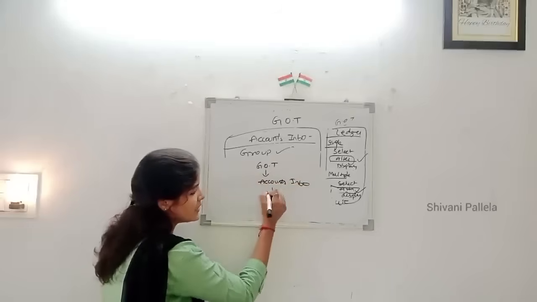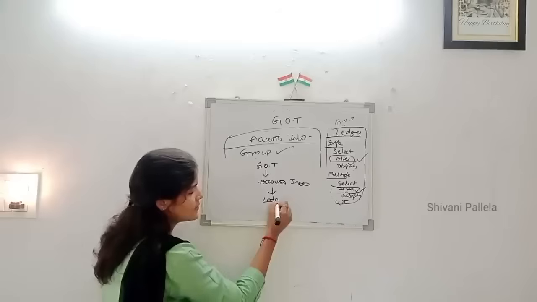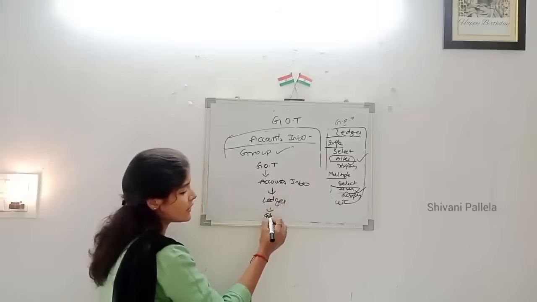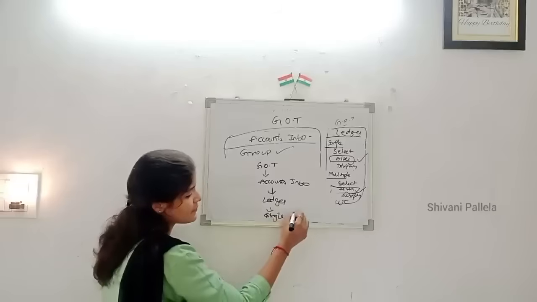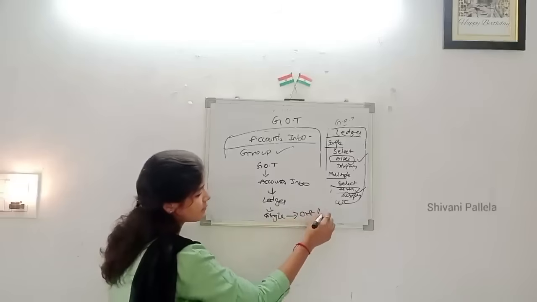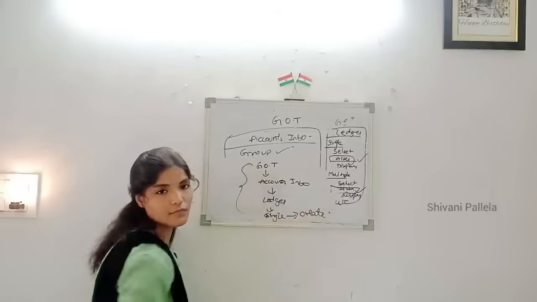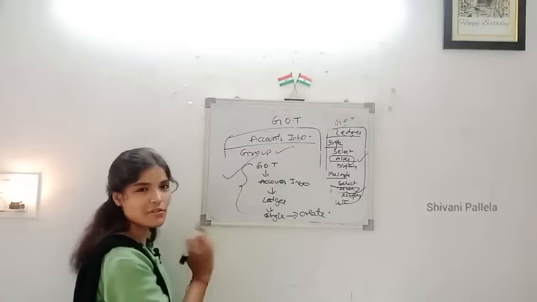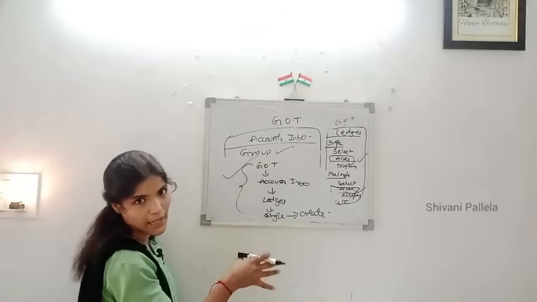If you want to create a ledger, click on ledger. There you will find the single and multiple. If you want to click on single, create. This is the path. Okay, for short answers you need to draw like this. No need to draw the screen, just you should write the path.